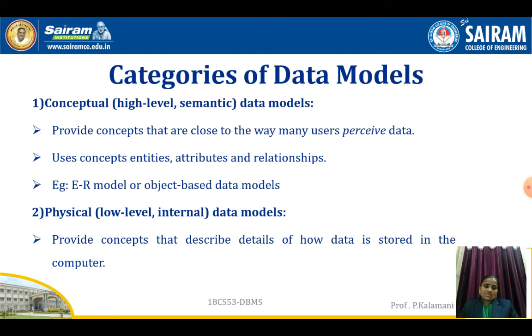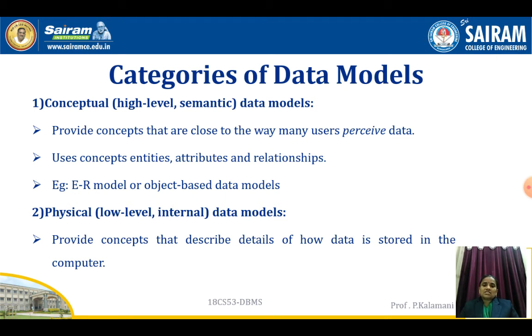And what is meant by relationship? What is the relationship between student and faculty? Faculty teaches students, so teaches is a relationship between faculty and student. What is the relationship between student and department? Student belongs to a department, student studies in the department and so on. So these things should be represented in the conceptual data model, otherwise called the high level data model.